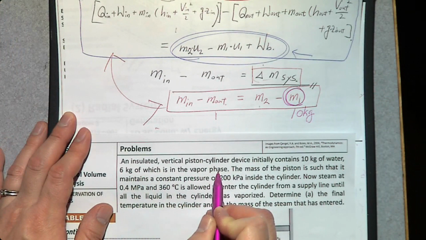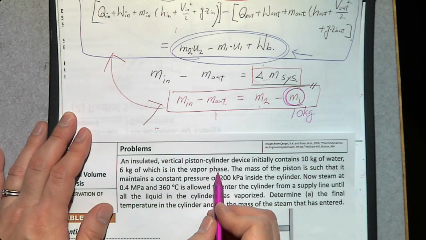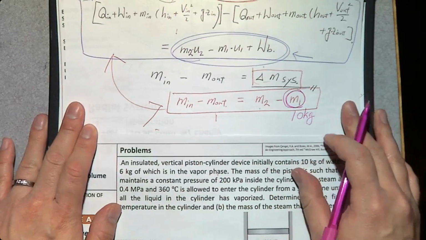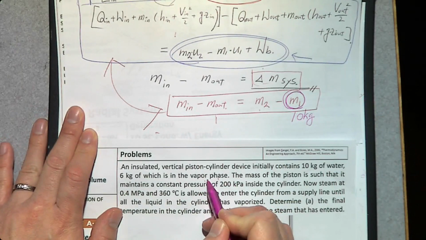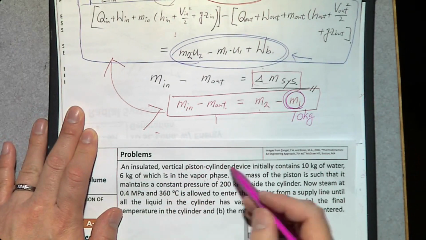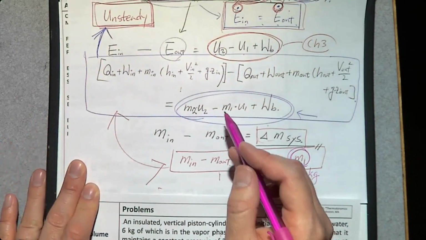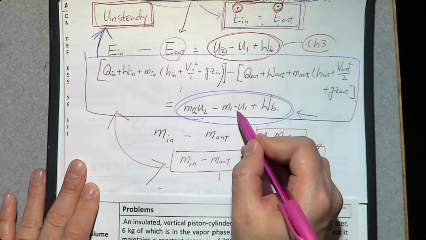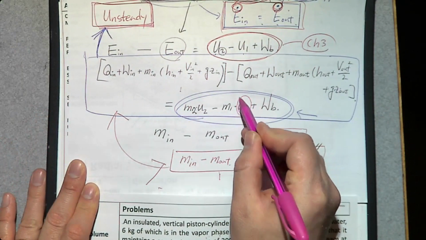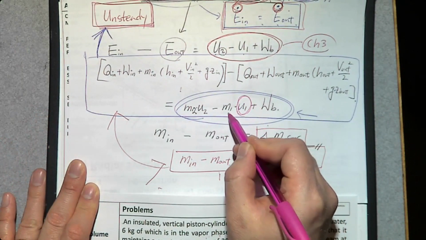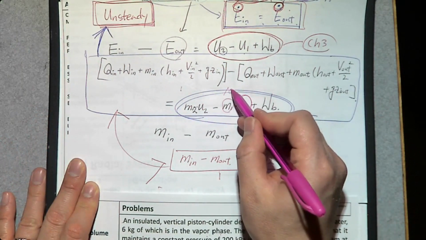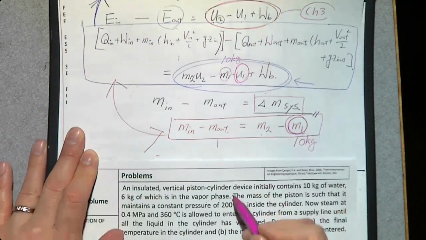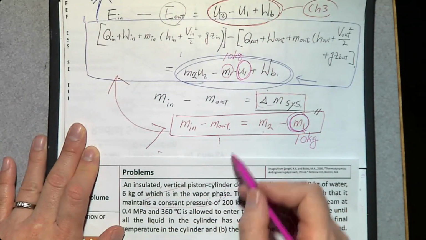That means that we have a liquid and a vapor together, meaning it is a saturated mixture. Where can we use this information? To determine the properties of the initial state, U1. By the way, M1 is 10 kilograms, and we can use this information to determine U1.